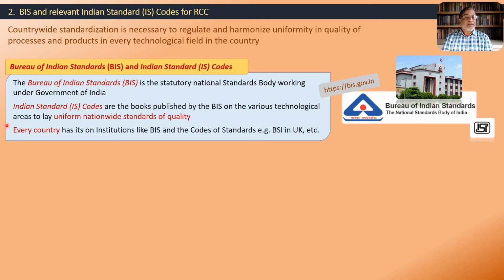Hundreds of such Indian Standard codes have been published, and they are not only published once by the BIS, they are continuously modified, upgraded and revised. Just like India having BIS, every country has its own institutions like the Bureau of Indian Standards, and codes of standards also for that particular country.